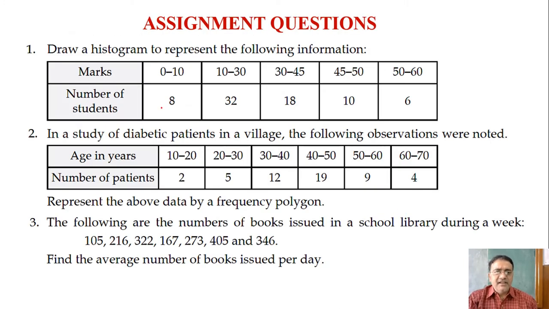3 questions are there. One question based on histogram with different class sizes, the second one on frequency polygon, and the third one on mean, average number of books issued per day. Okay, I will post this assignment through Google Classroom, and you have to submit through Google Classroom only.